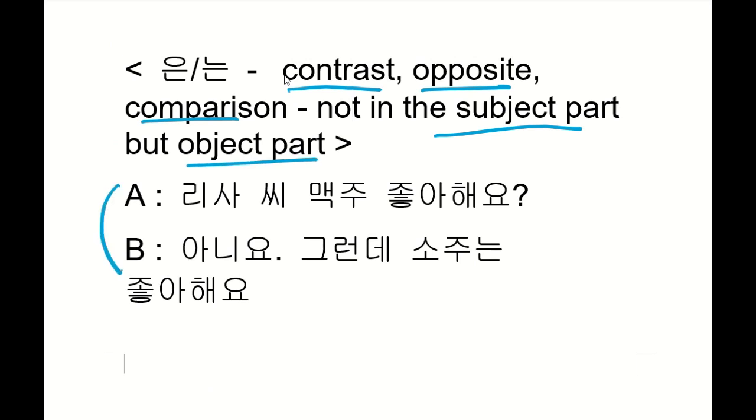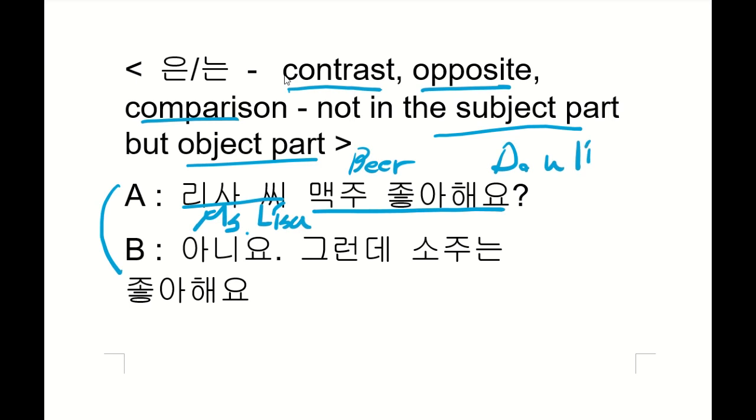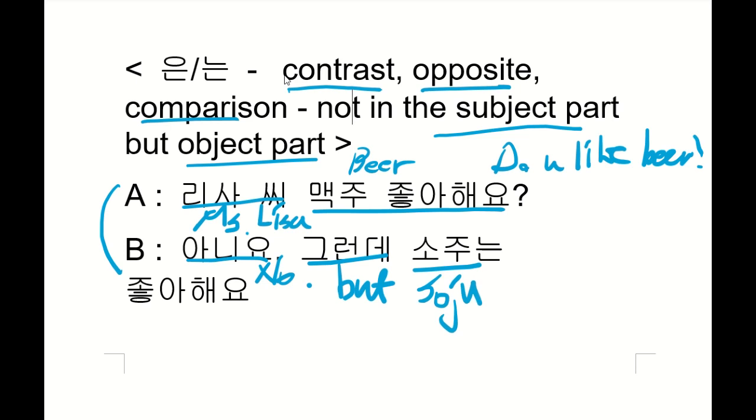So in this sentence, Lisa 씨, Miss Lisa, 맥주 좋아해요? Do you like beer? 맥주 is beer. Do you like beer? 아니요. No. 그런데 but soju is a type of distilled alcohol in Korean. 소주는 좋아해요. So we use 는.